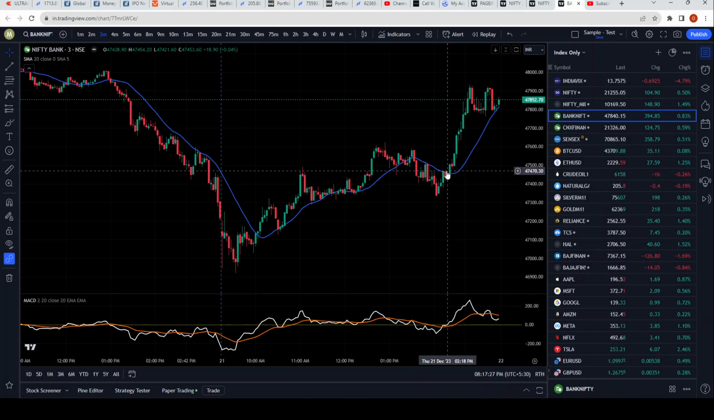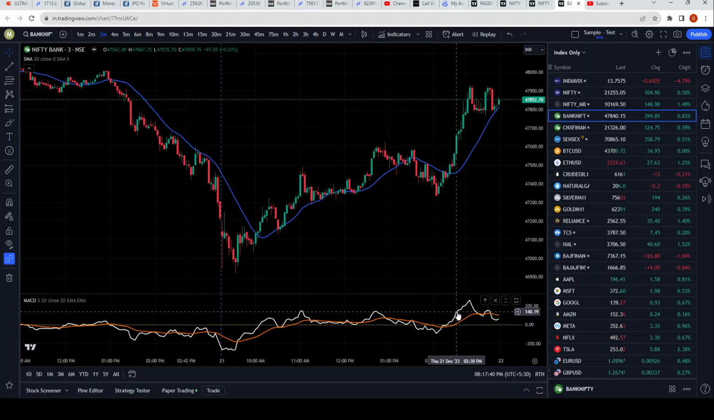Again, we see the green candle forming above this line. We see the white line above the orange and above the 50% mark. We take a trade over here. Now this one shows that it's about to bend over here, but it does not bend. It keeps going all the way.